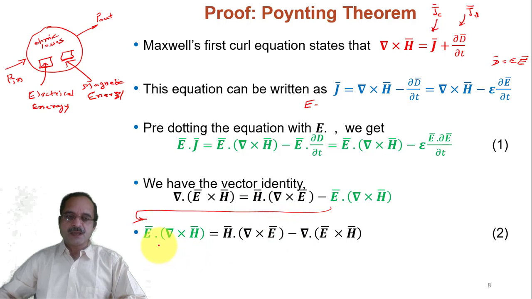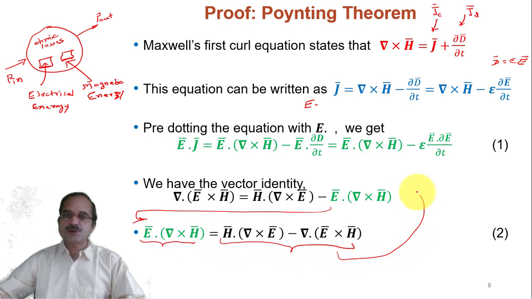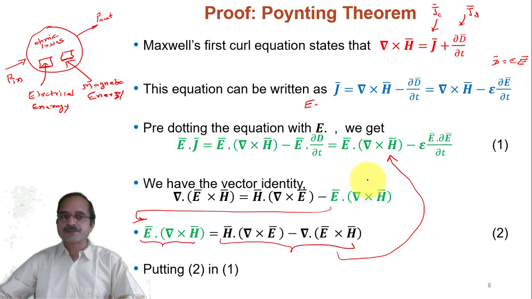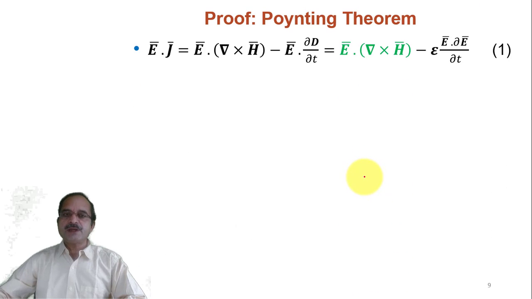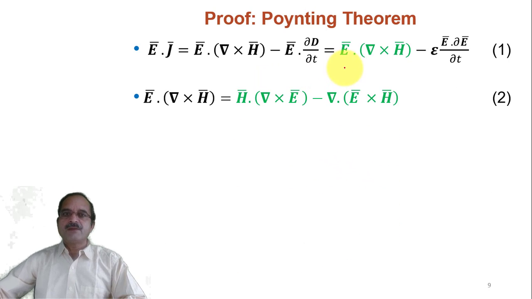So this gives us E dot del cross H equal to H dot del cross E minus del dot E cross H. So here we interchange the dot operator and the del operator. Now substituting this equation number 2 in equation number 1 for E dot del cross H.